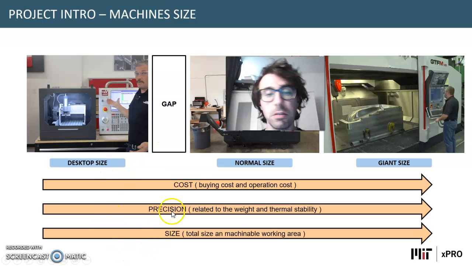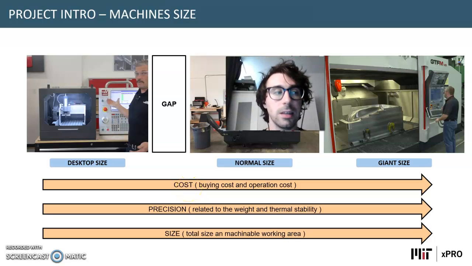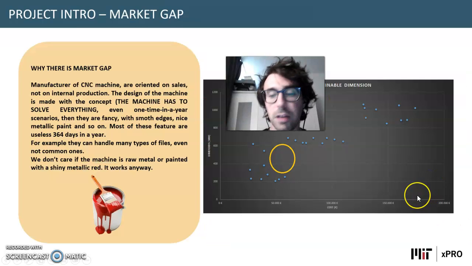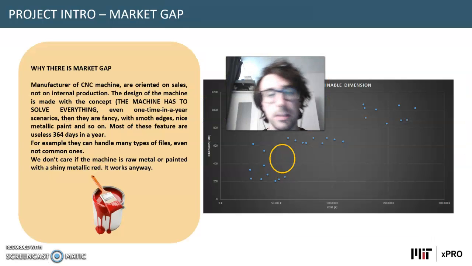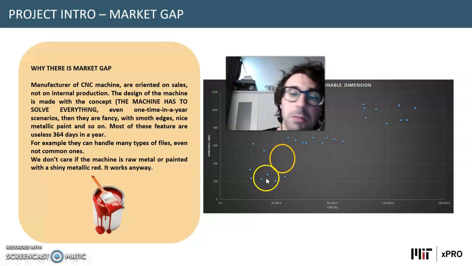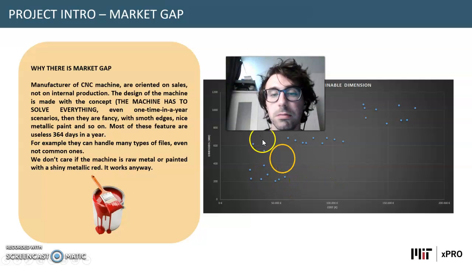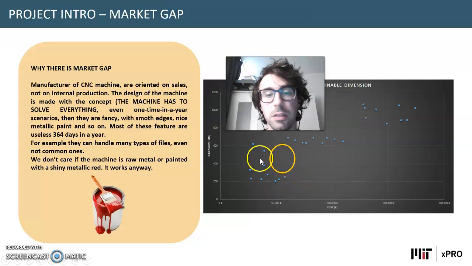Following the three categories, the bigger the size, the higher the cost. I also have an increase of precision, because precision is tightly related to weight, and the bigger it is, the more weight I have. And then the size, of course. We identified a gap in the market between desktop size and normal size. In this graphic, we represented the position. On the x-axis, the value of the new machine, and on y, the average dimension.